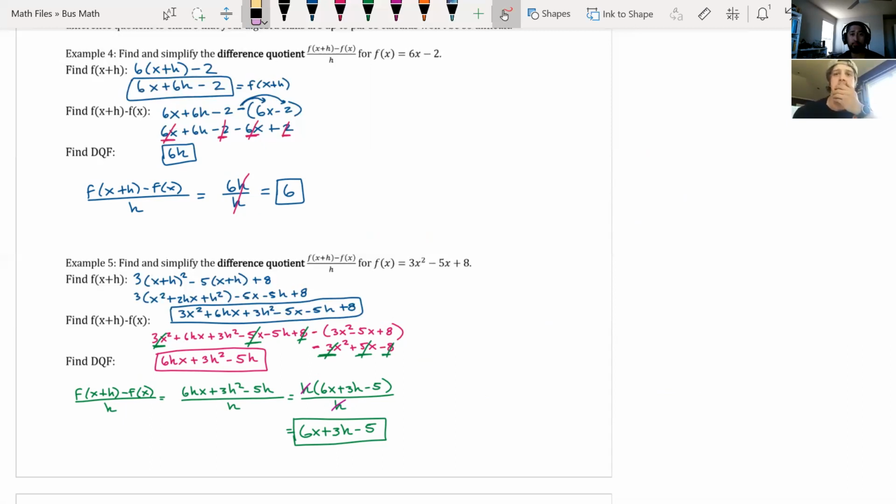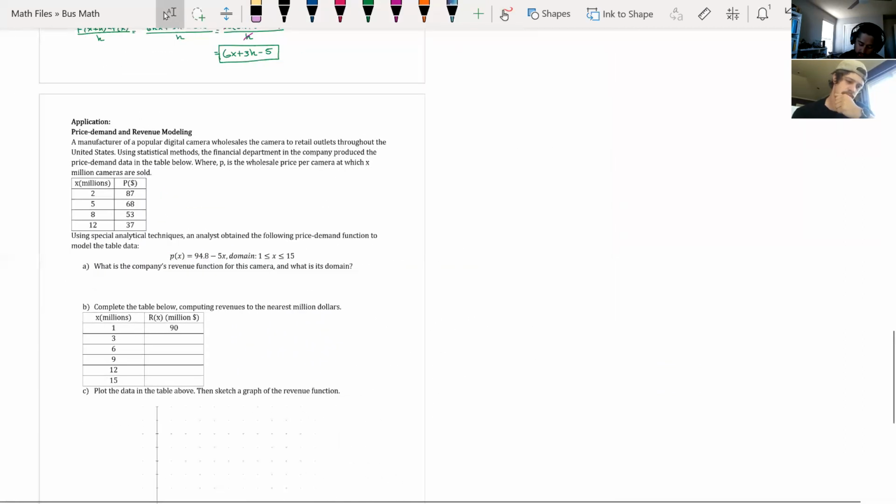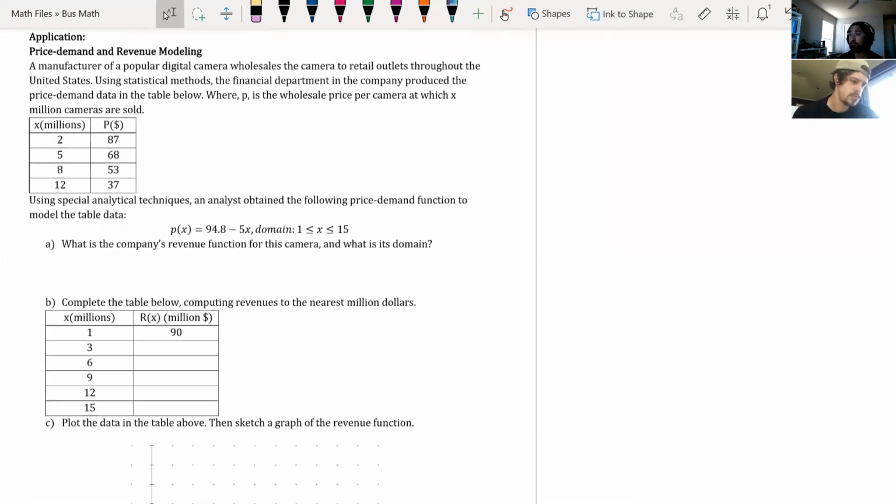All right. Let's get to our last page then. Whew, one big word problem.